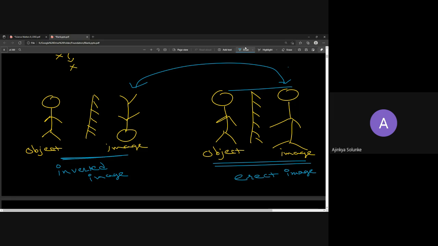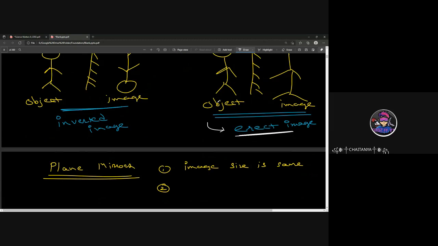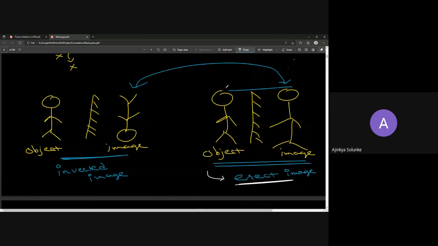Now, out of these two, let me know from your own experience. When you stand in front of the mirror, do you see your head upside down or do you see the same kind of image? Same kind of image. So then what kind of image are you getting at home? Erect image. Okay, so we are very confirmed it's an erect image. Very, very, very confirmed. So that is the second point we have covered.